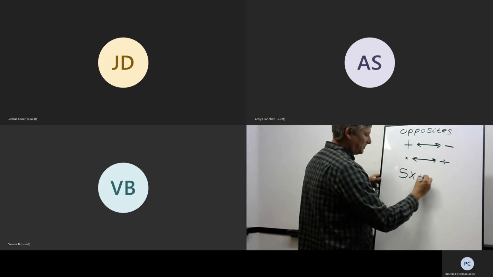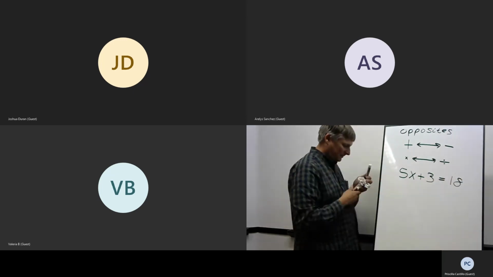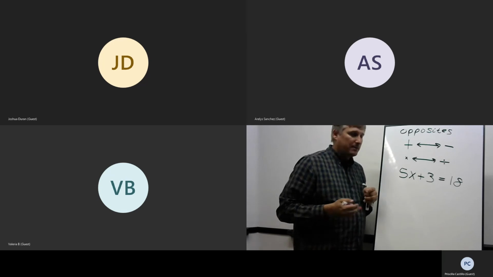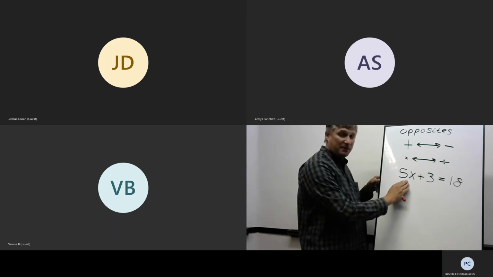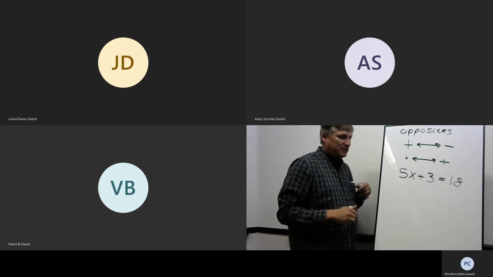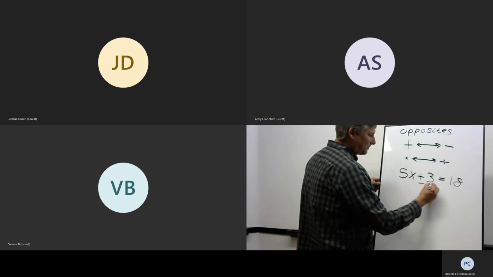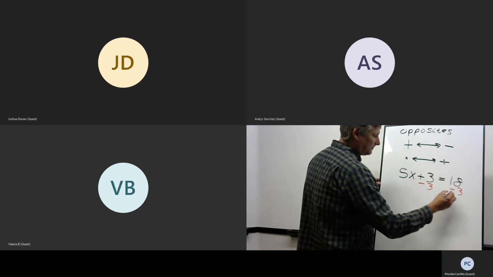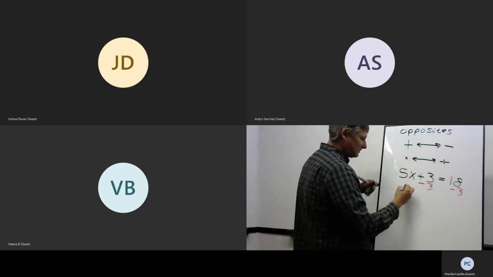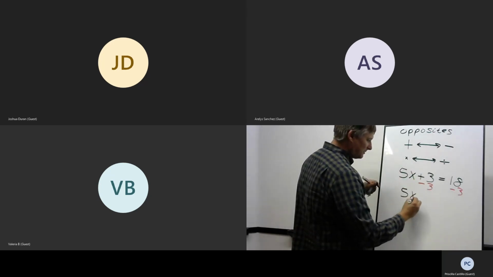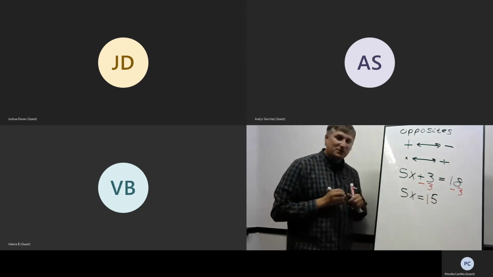5 times x plus 3 is equal to 18. We're going to go backwards through PEMDAS. So instead of dealing with this and then this, we'll deal with this and then this. And we're going to deal with them by doing the opposites. So we'll subtract 3 from both sides. These will cancel. And we'll get 5x is 15.